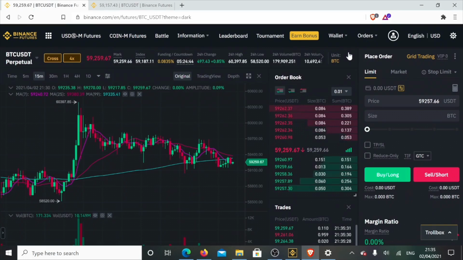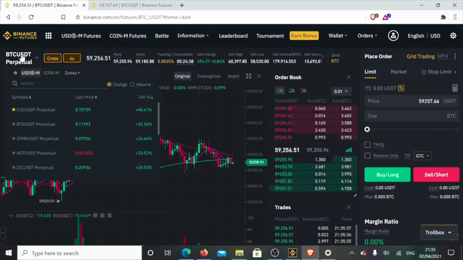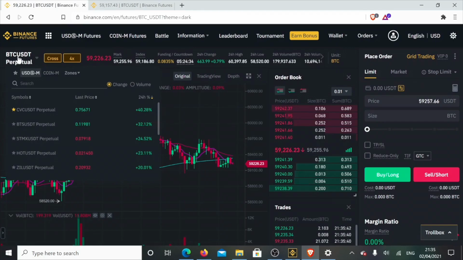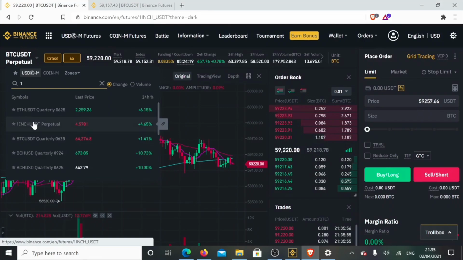Okay, the next thing I want to talk about now, it's what you have here on the next line, which is exactly the coin you're trading right now, or the coin you want to trade. So if you want to change that, just come here where you have search. You can type the 3 letters. Let's say you want to trade 1 inch. Just click on 1 inch.